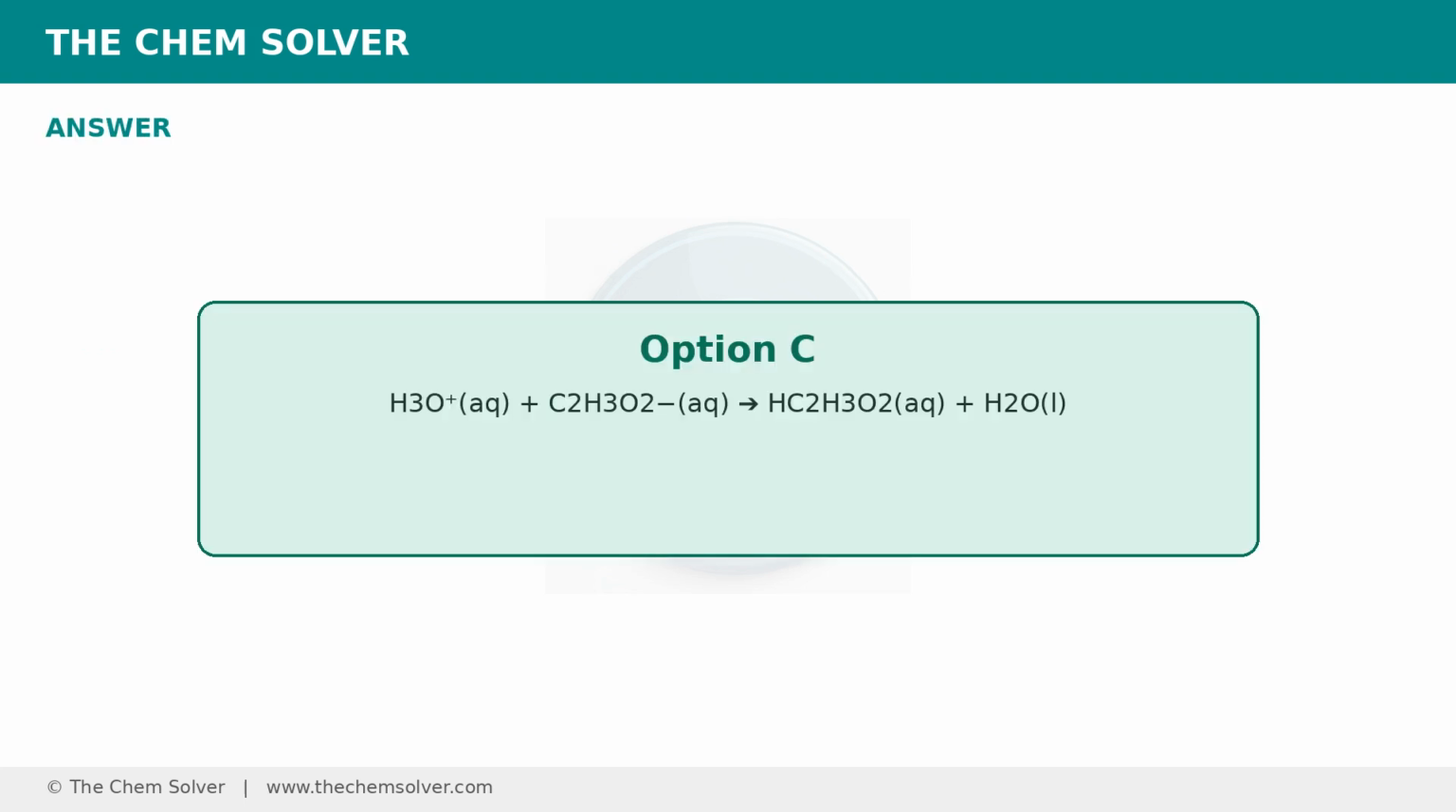The correct answer is option C, H3O+ plus C2H3O2- gives HC2H3O2 plus H2O.